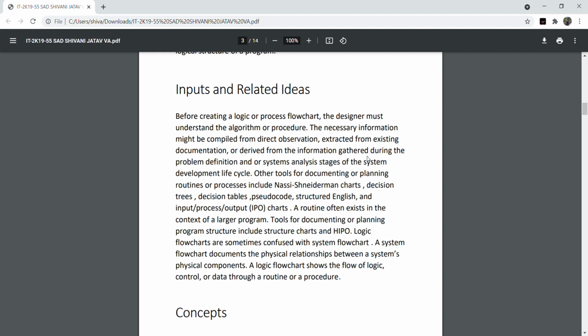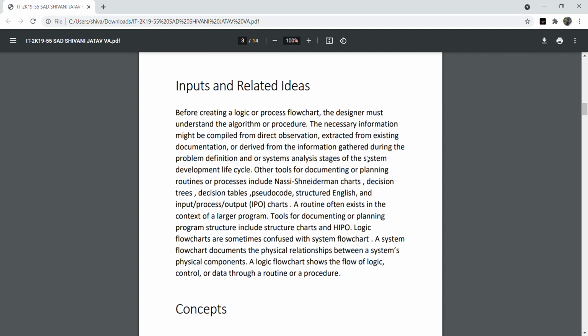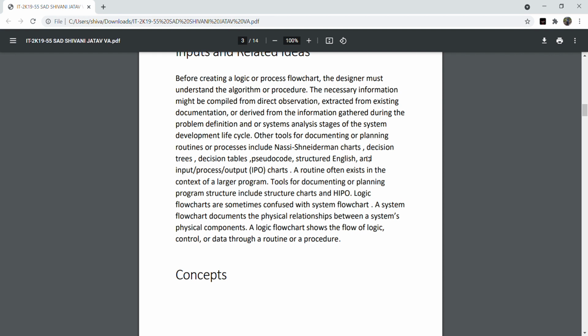decision trees, decision tables, pseudocode, structured English, and input process output (IPO) charts. A routine often exists in the context of a larger program. Tools for documenting or planning program structure include structure charts or HIPO.